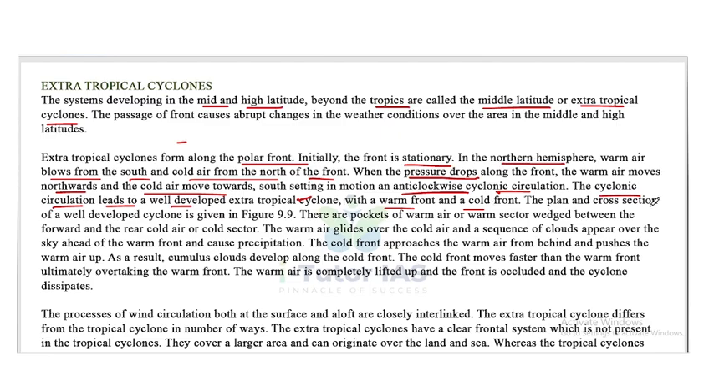The plan and a cross section of a well-developed cyclone is given in a picture. The picture is not here. You can check the textbooks.